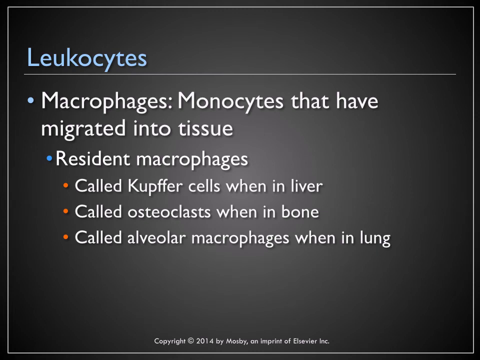And what are macrophages? Macrophages are monocyte cells that have migrated into tissue. When the macrophages are residing in a certain part of the body, then they have different names. They are called Kupffer cells when they are in the liver. They are called osteoclasts when they are in bone, and they are called alveolar macrophages when they are in the lung.